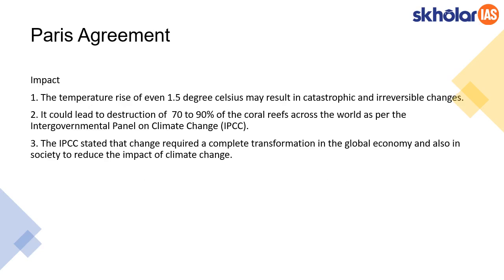The inefficiency of the Paris Agreement is going to have a global impact. The IPCC, the Intergovernmental Panel on Climate Change, stated that even a temperature rise of 1.5 degrees Celsius would have a catastrophic impact and irreversible changes in the environment itself. And the IPCC also said that it could lead to the destruction of 70 to 90% of coral reefs around the world. It's not restricted to one particular country; rather the whole globe is going to suffer from this temperature rise.